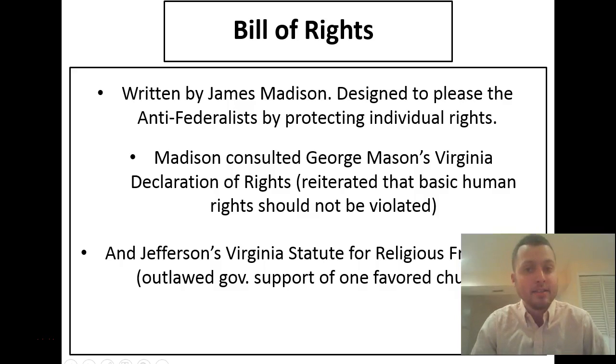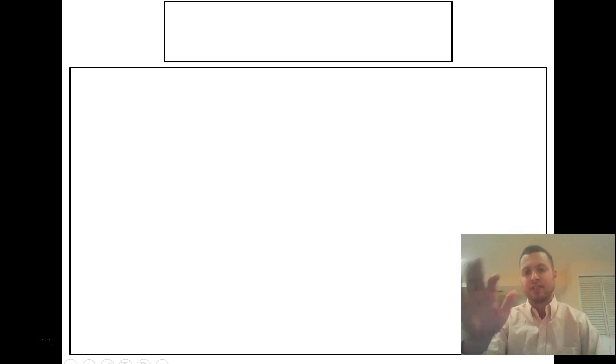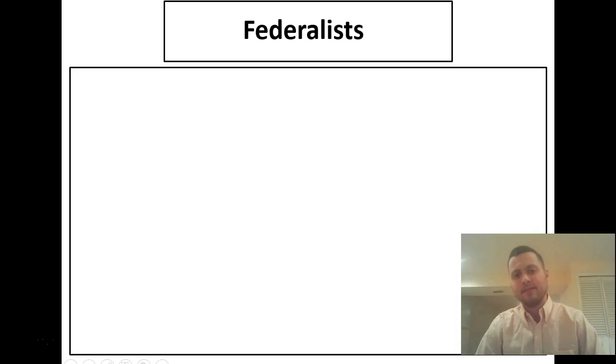That's the Bill of Rights, written by Madison, protecting individual rights, demanded by the anti-federalists, borrowing the ideas of Mason and Jefferson. Cool. All right, I kind of hinted at these groups. Let's talk about the Federalists. New card. Please write down Federalists.